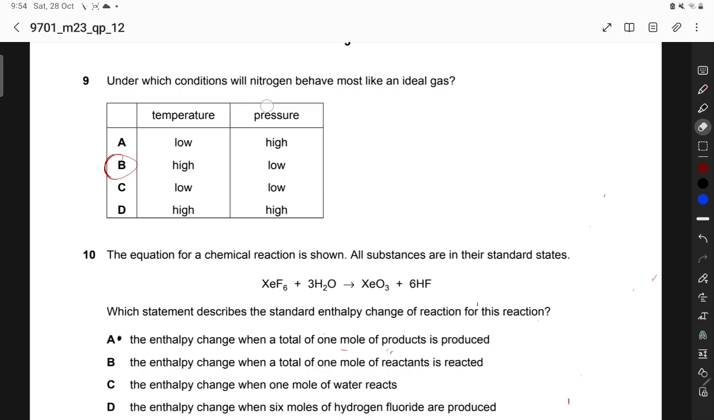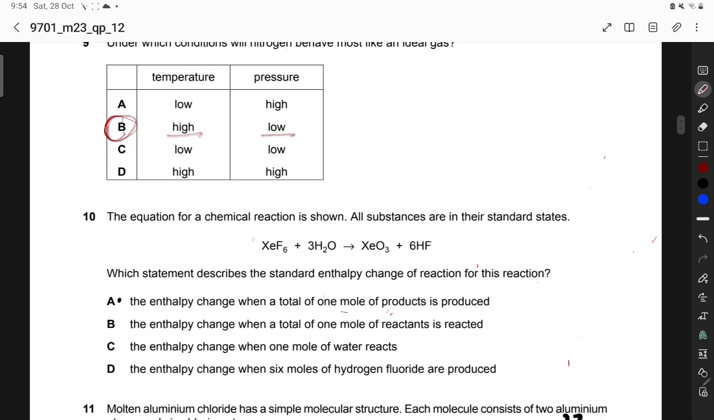Question number 9: under which conditions will nitrogen behave most like an ideal gas? So, from the ideal gas equation: high temperature and low pressure. At high temperature, mostly gases behave as an ideal gas. These are the conditions, so B option is correct.